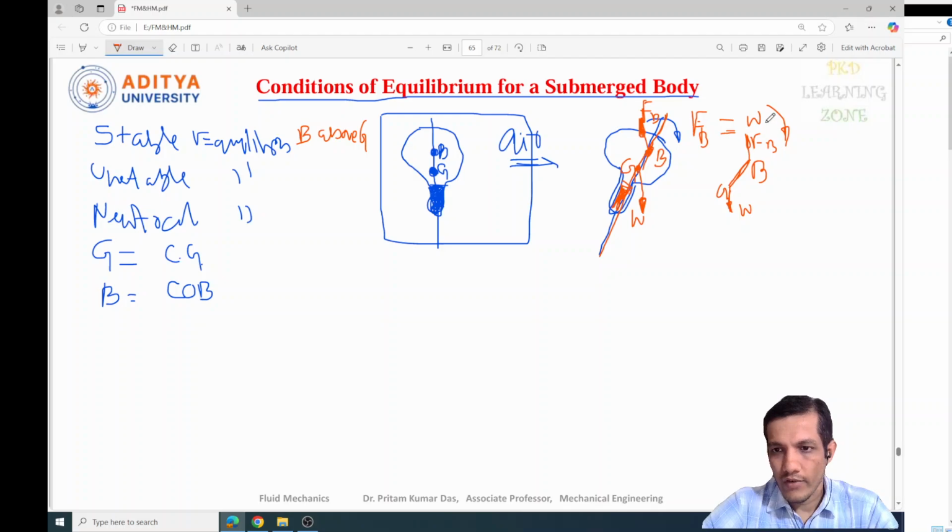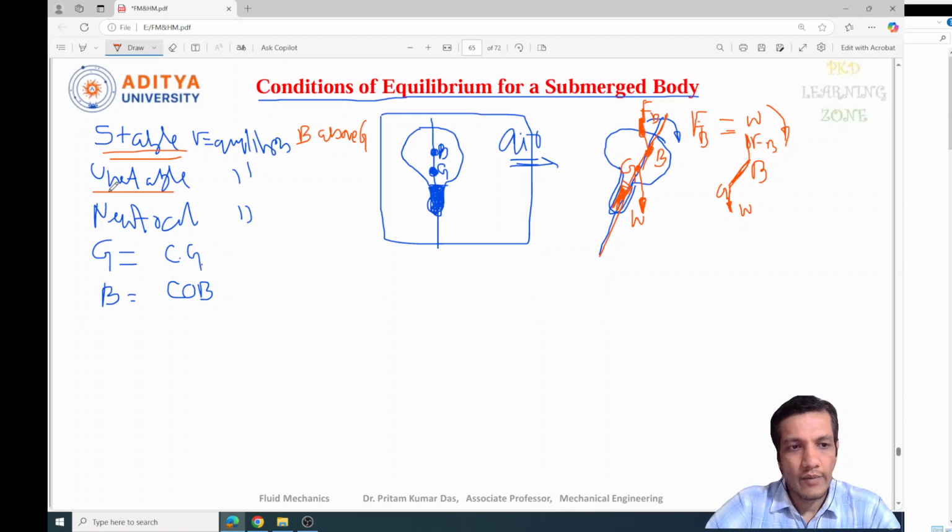Now after that, what we can see again is that if you remove this angular displacement, the body can go back to its position even after this rotation. After rotation, if you leave that rotation part, then again it will be back to its original position. So that is called the stable equilibrium condition. This is about the stable.